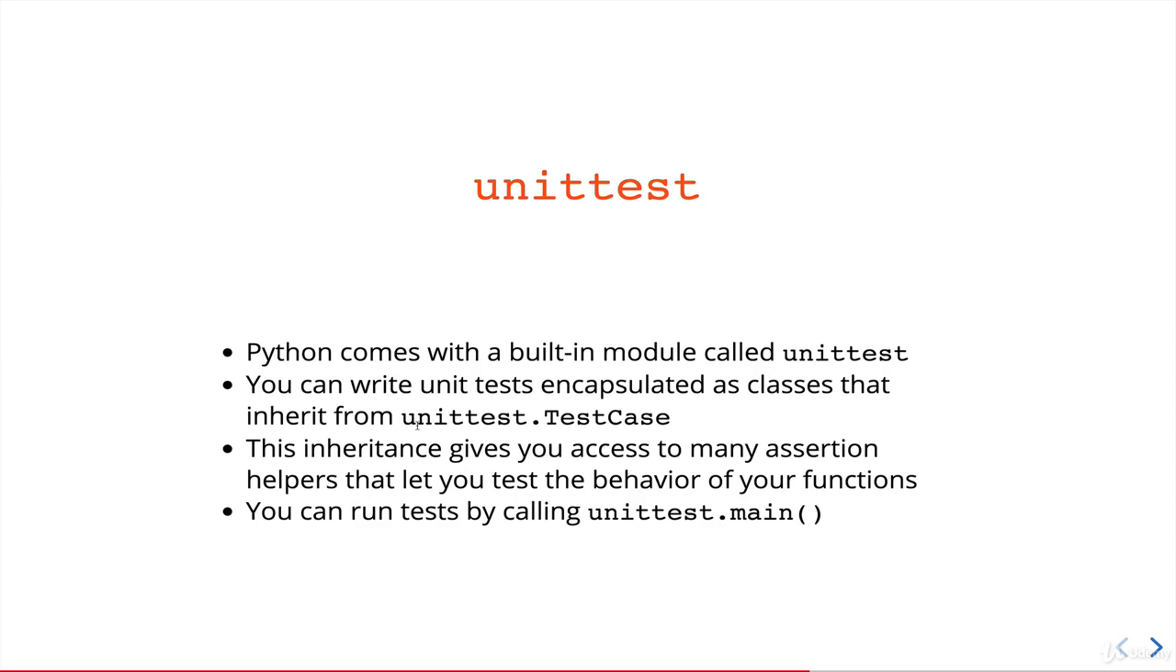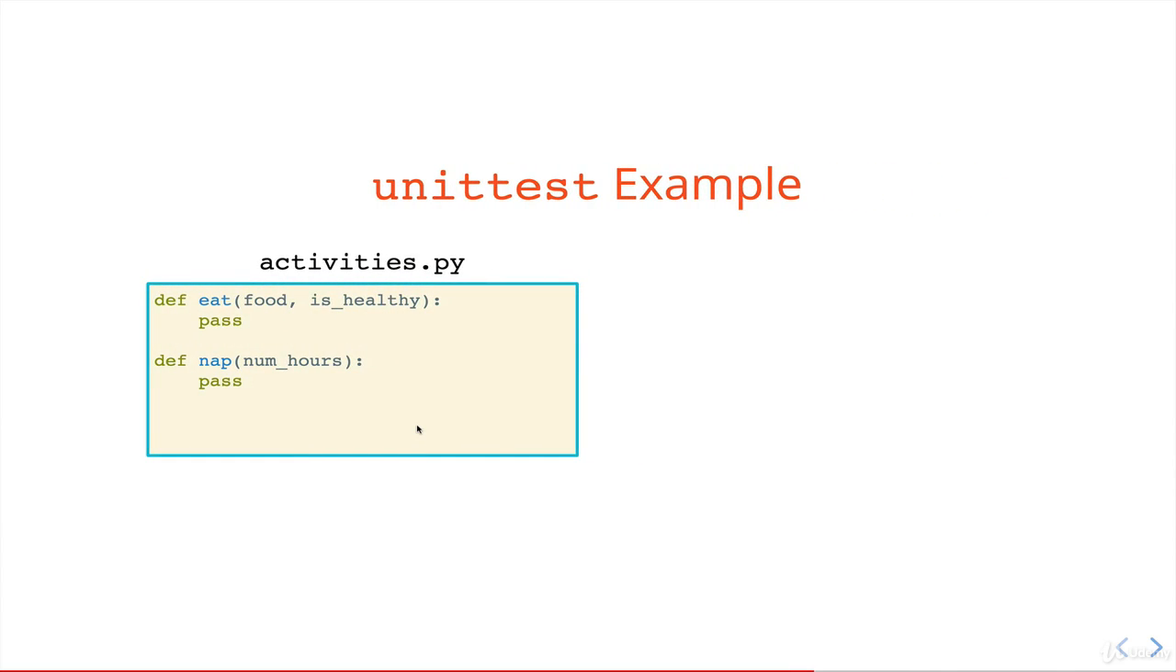So let's say that I want to write functions to describe some classic great activities, eating and napping. Let's take a TDD approach and write some tests for these functions before implementing the functions themselves. And to do this, we have to get set up with the unittest module first. So we might have these two functions defined in a file called activities.py, and we just put pass inside of them, so they don't do anything at all.